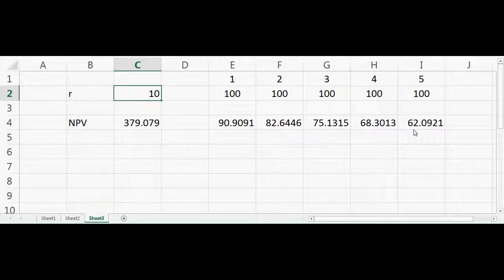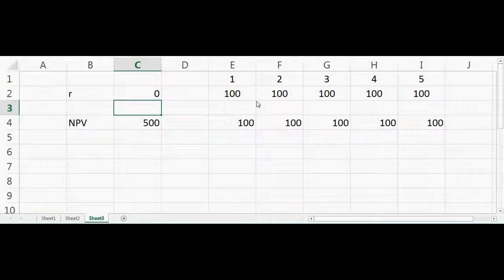So let's assume that the rate of return is 0. So what will happen if the rate of return is 0? So in this case, all the $100 will remain $100. So if there is no interest on the money, then even if I get money now or after 5 years, it's the same thing. So then the net present value should be $500. So you can see that if I put in 0, then all the future cash flows are equal to 100 and the net present value is equal to 500, right?